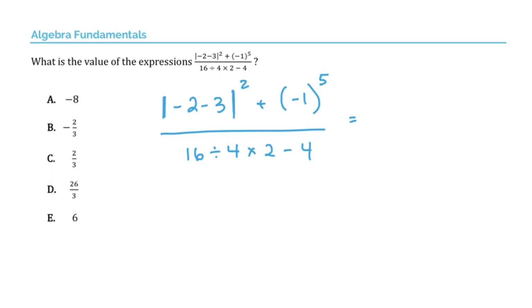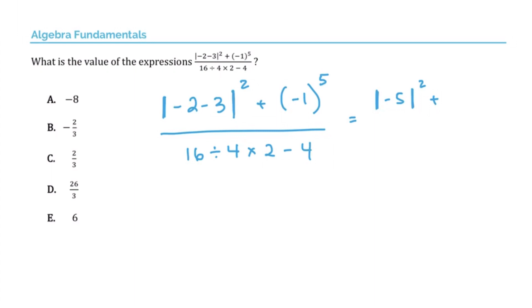Okay, so let's start with our absolute value on top. -2 minus 3 is -5, so I'm going to have the absolute value of -5 quantity squared plus -1 to the power of 5. Now remember, a negative number raised to an even power, like 2 or 4, would become positive. A negative number raised to an odd power, like 3 or 5 or 1, is going to keep its negative.